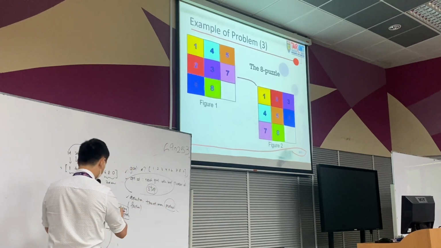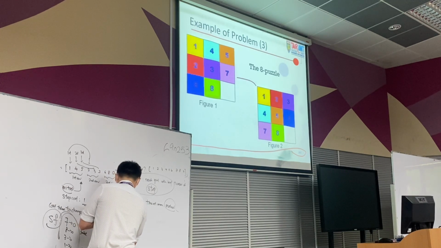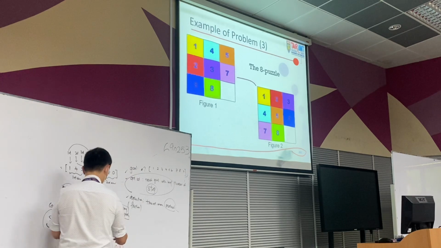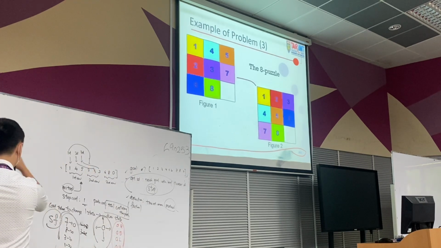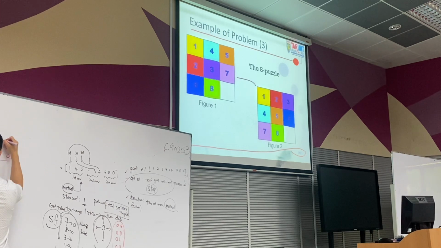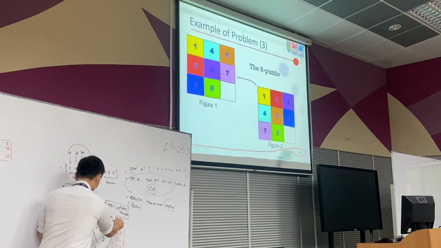Let's say we set some sequence. 0 move to right. 0 move to down. 0 move to left. 0 move to up. We follow this sequence. We have to set a sequence. So let's see how we generate the state space. So this is the initial state. Start from level 0. Okay. So try to use the successor function here.